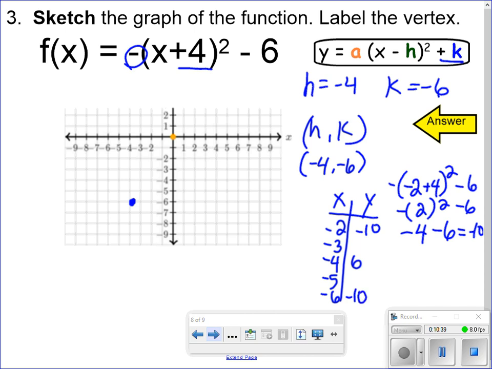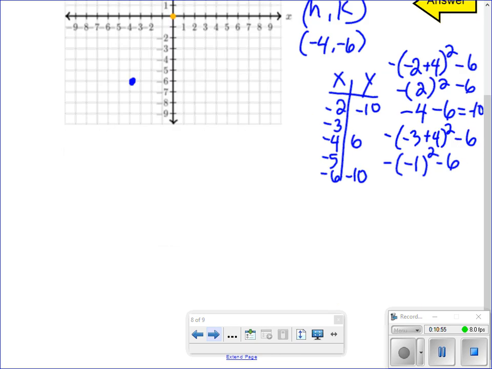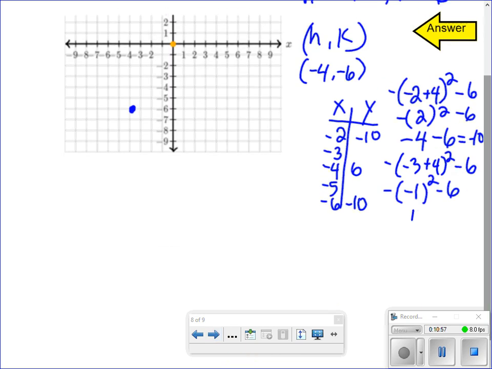And then for -3, that's -3 plus 4 squared minus 6. That would be negative of -1 squared minus 6. -1 squared is 1. So that's going to be -1. And -1 minus 6 is -7. So I've got -7 here, -7 here.